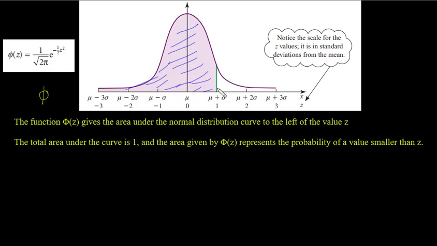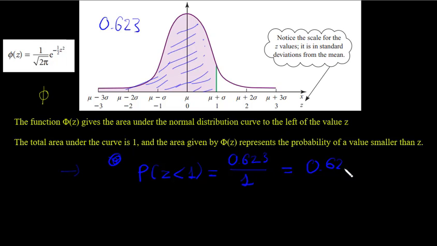Here, if you find this one, it might be 0.623. I don't know the exact number, I just took a random number that I thought of in my mind right now. When z equals 1, the area is 0.623. So P of z smaller than 1 equals 0.623. The area gives the probability of a value being smaller than z.